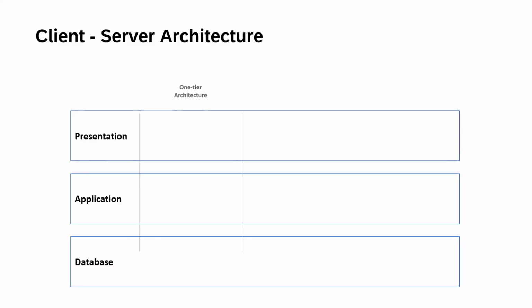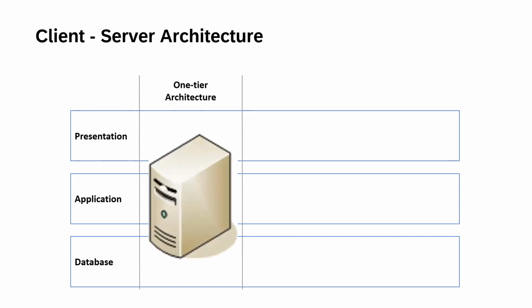Okay, so now if you see over here, in the first option you have a 1-tier architecture. What happens in a 1-tier architecture? The database server, the application server, as well as the presentation software, all of these 3 are installed on the same server itself.